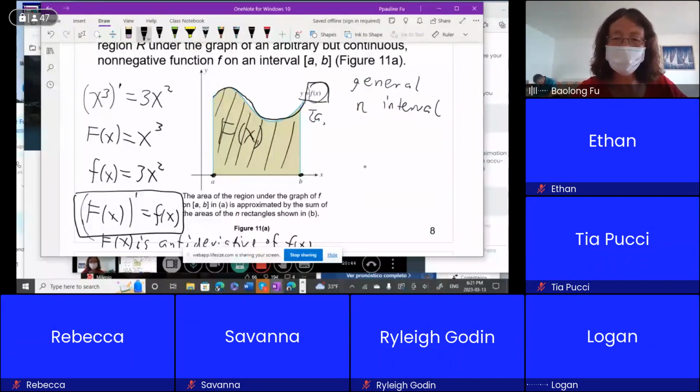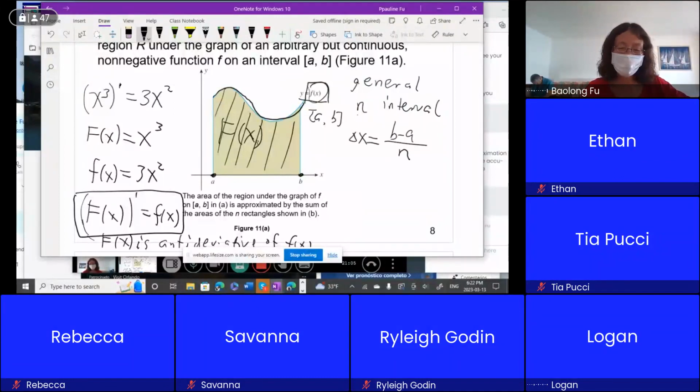Divide AB into n intervals. N could be 2, 3, 4, 5, etc. Once you divide into n intervals, each interval has length delta x, which is (B minus A) over n. After that, you calculate the midpoint of each interval. You have n intervals, and the midpoints are x1, x2, until xn.